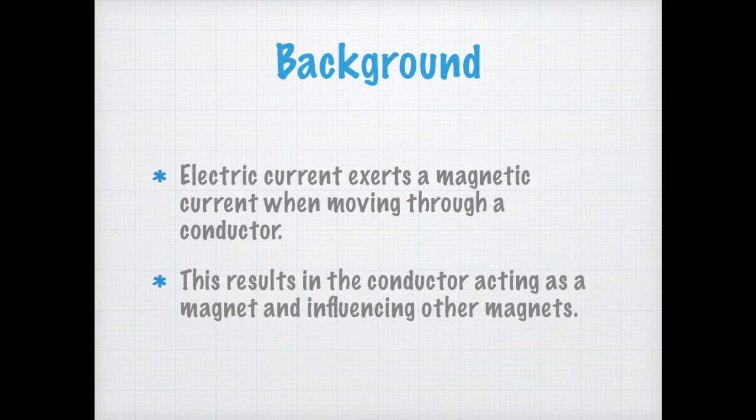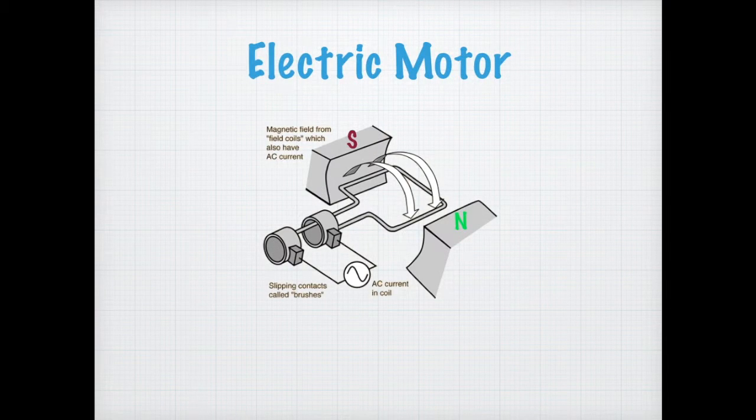The type of magnet depends on the arrangement of the conductor and how the wires are placed together. That is basically the background of this video. And if you want to know more about the background, I suggest you watch the first video. That's all you can do for now. Let's move on to the next slide. It is about the actual electric motor.